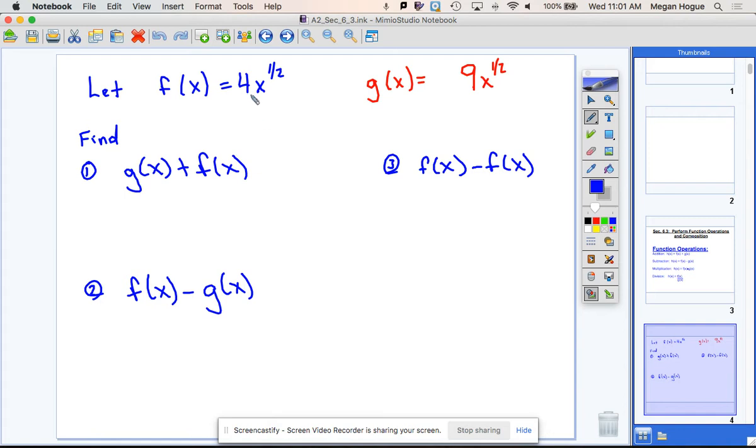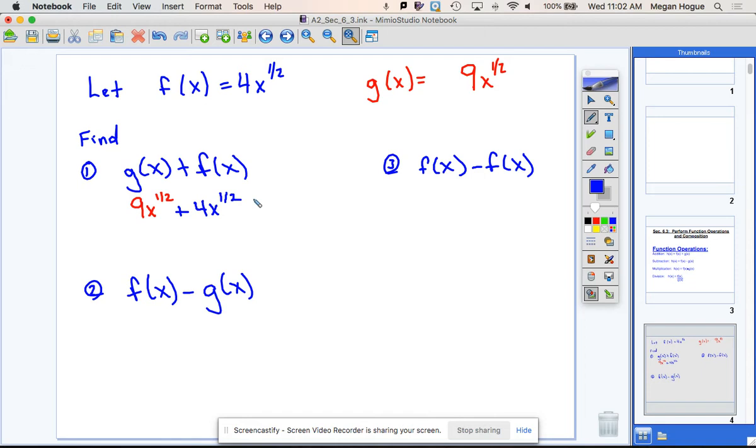So we're going to take the g of x. Whoops, we're going to take this one first. So we're going to take 9x to the 1/2. Plug it in for g of x. Then they want me to add f of x. Well, f of x, they're telling me, is 4x to the 1/2. So I'm going to plug that one in.